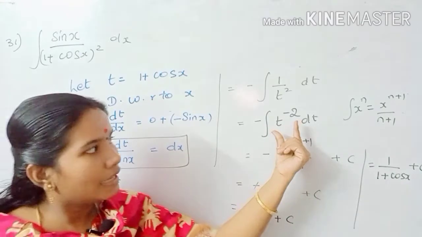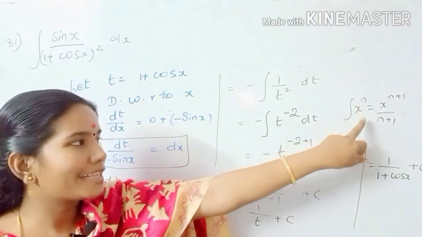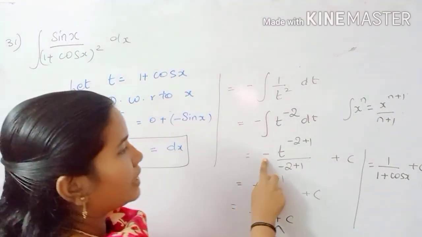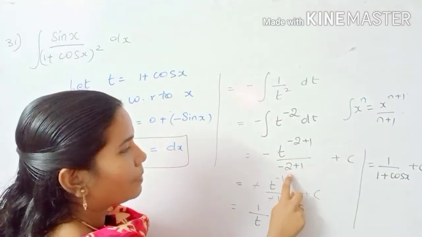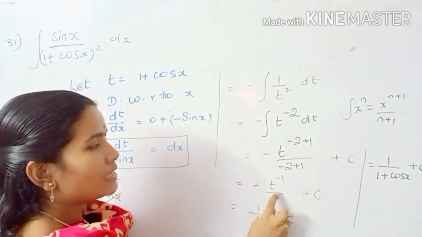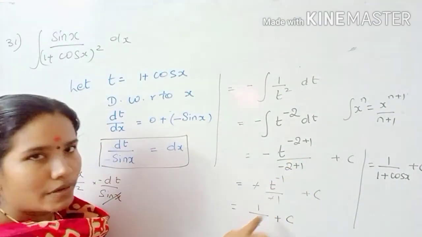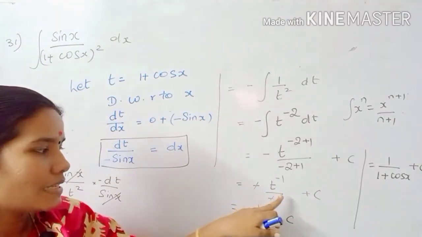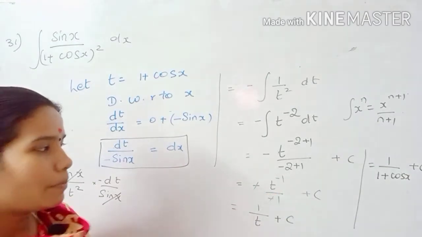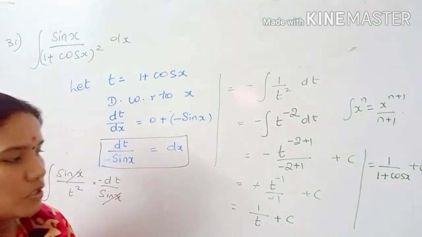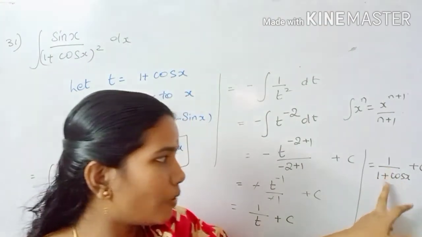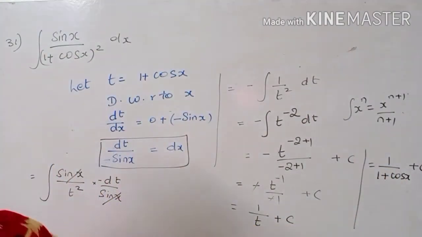So what format is this in? It is in x power n format. So integrating x power n gives x power n plus 1 divided by n plus 1. So this is equal to minus t power minus 2 plus 1 divided by minus 2 plus 1, plus c. The value of minus 2 plus 1 is minus 1, and in the denominator also minus 1. So minus minus cancels, t power minus 1. T power minus 1 is nothing but 1 by t. So 1 by t plus c. At last, we remove the substitution. What is the substitution? 1 plus cos x. So we substitute that. 1 divided by (1 plus cos x) plus c is the answer.